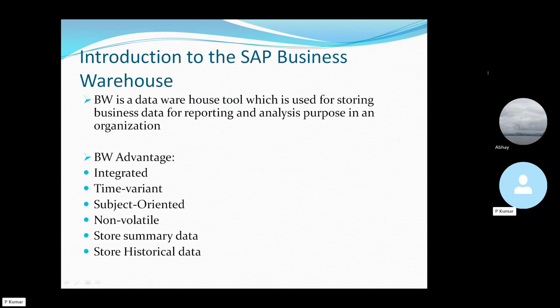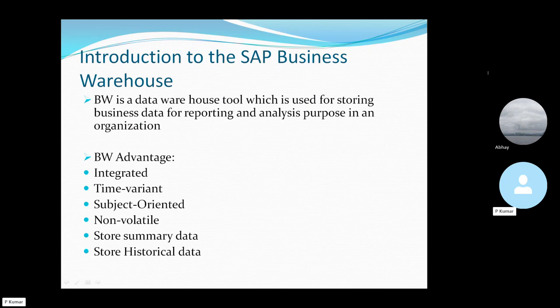SAP Business Warehouse. We can define it in a simple way: what do you mean by BW? BW is a data warehouse tool used for storing business data for reporting and analysis purposes in any organization or business. These are the key points, the BW advantages or features. It is integrated, time variant, subject oriented and non-volatile. Most important, it can store summary data, and it also has the feature to store historical data, which is more important. BW is used for storing historical data.